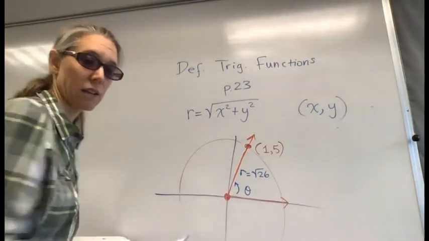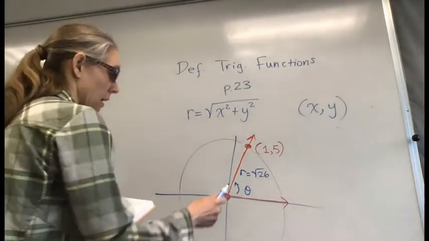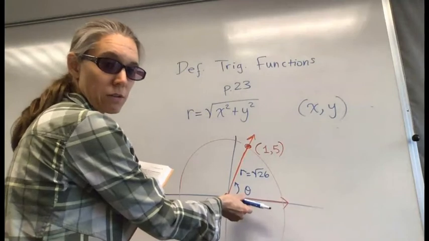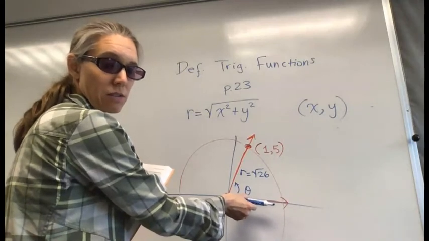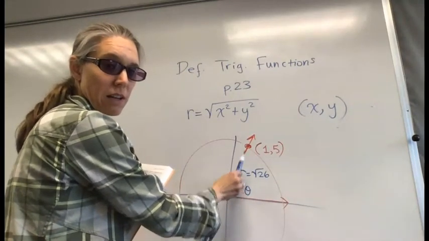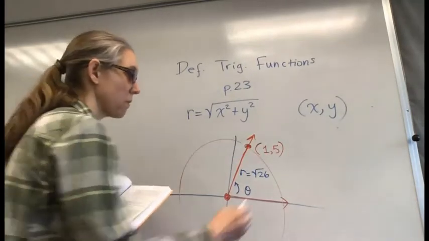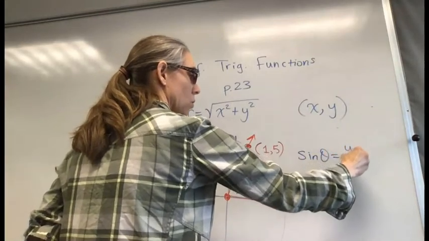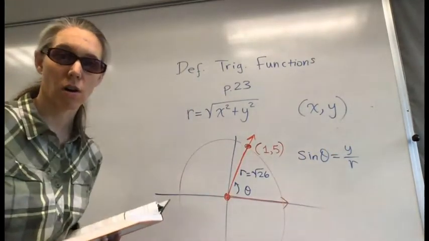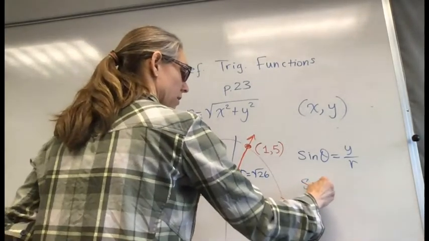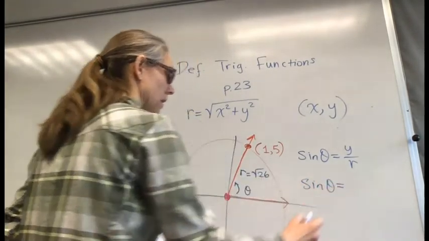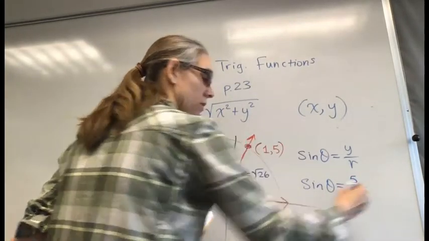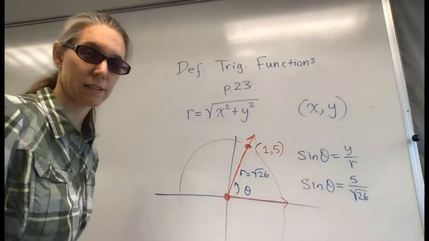So this is the Greek letter theta. And this theta is going to represent the angle that goes from the standard position, angle that starts at the initial side and goes to the terminal side, and it goes through 1, 5. So the sine of theta is defined as y over r. Therefore, the sine of theta in this problem is going to be 5 divided by the square root of 26.